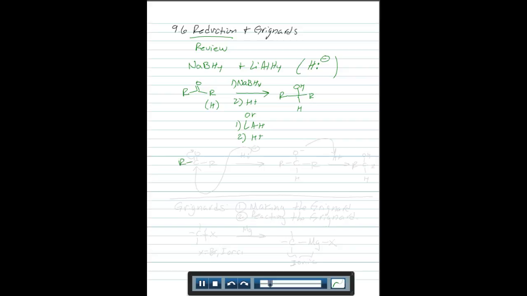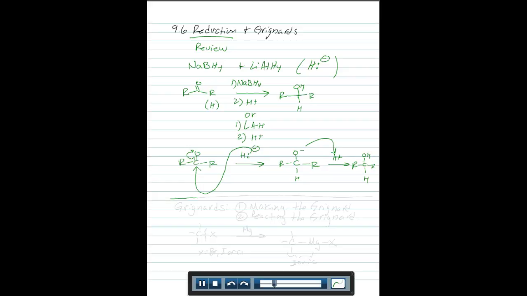The mechanism is very simple. I think we went over this last chapter. Your hydride, don't worry about the lithium, the boron, the aluminum, or the sodium. Basically just think of it as a hydride. The hydride acts as a nucleophile. It attacks that partial positive carbon and kicks up the pi bond. So you get O negative, H, R, and then your second step is adding acid to protonate that O negative charge. So you formed an alcohol, and your H was the nucleophile.